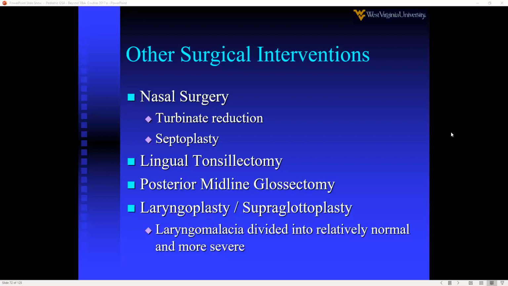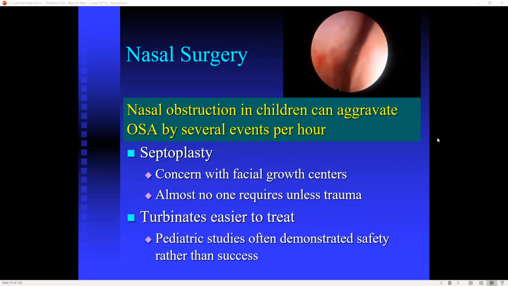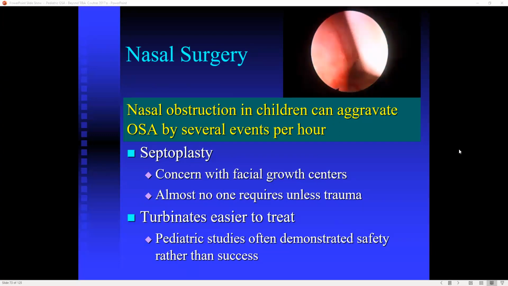So lingual tonsillectomy, we mentioned posterior midline glossectomy, we'll talk about, and then the laryngoplasty is supraglottoplasty. And so nasal obstruction, this is that same little guy again with the impacted nasal obstruction. There's always concern for facial growth centers, and so he's an exception because I generally won't operate on a kid till they're about 16, when most of the growth centers have closed.